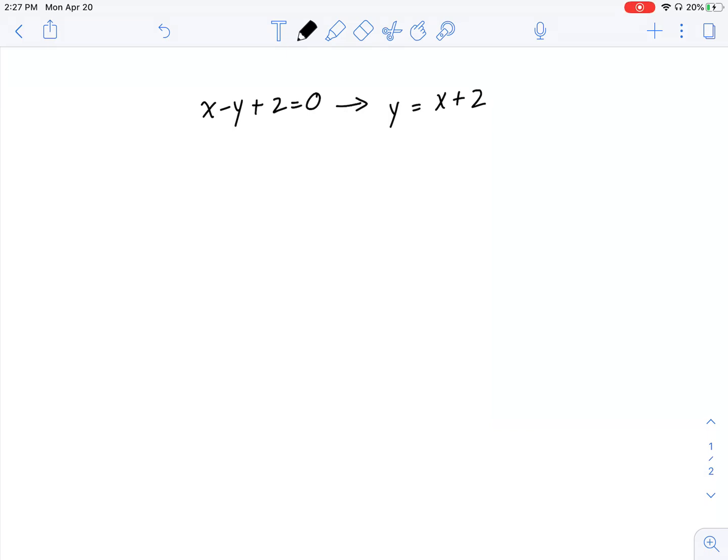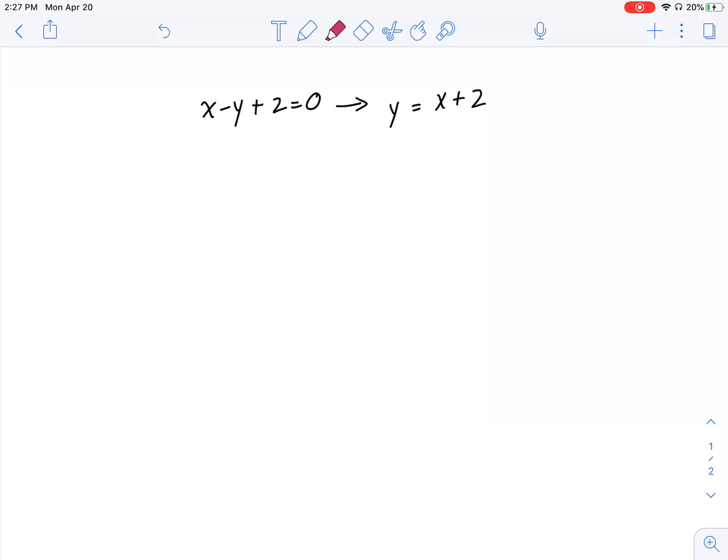So in question number 1, we had this equation x minus y plus 2 equals 0 in standard form, and we found its y equals mx plus b equivalent, giving us y equals x plus 2. Now we need to identify the slope and the y-intercept.